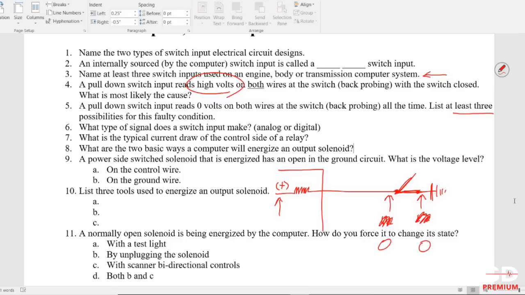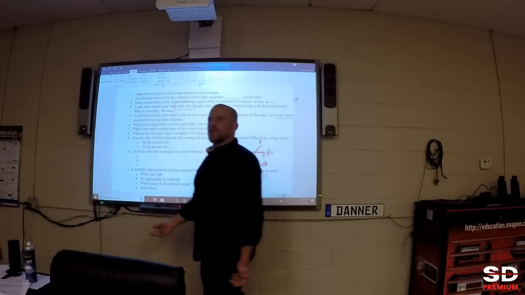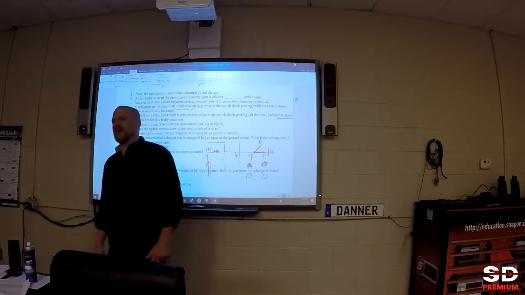What? Short to ground on the signal wire? Very good. Short to ground on the signal wire would be 1. Yes, an open signal wire would be another. Very good. PCM problem would be another. The computer's not sending out this reference voltage. Shorted switch would be another. That's 4. And the only other one would really be a connector problem, a pin contact problem.